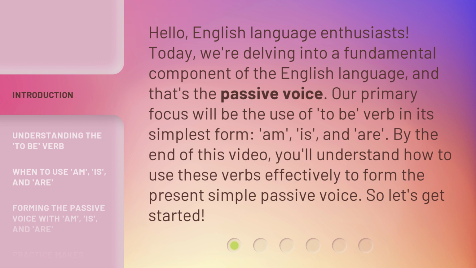Today we're delving into a fundamental component of the English language, and that's the passive voice. Our primary focus will be the use of the to be verb in its simplest form: am, is, and are. By the end of this video, you'll understand how to use these verbs effectively to form the present simple passive voice. So, let's get started.